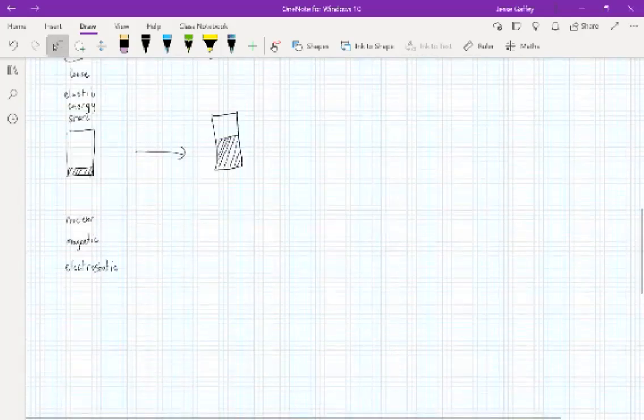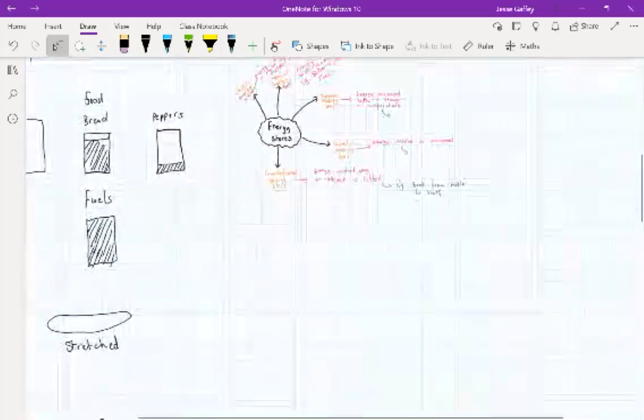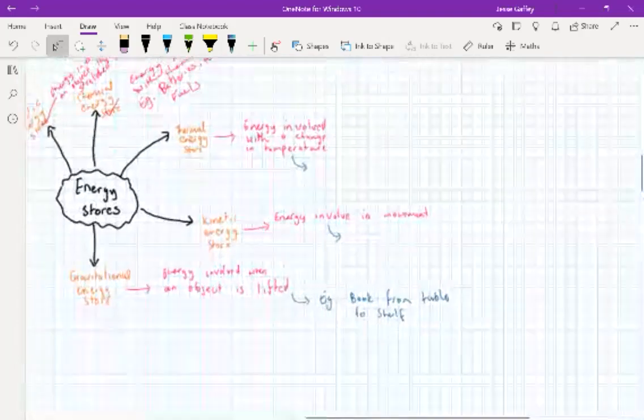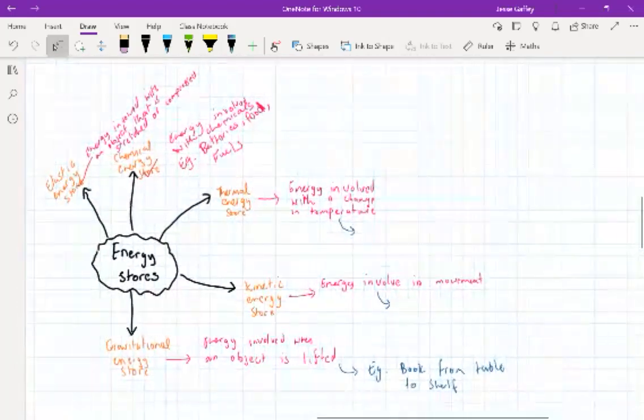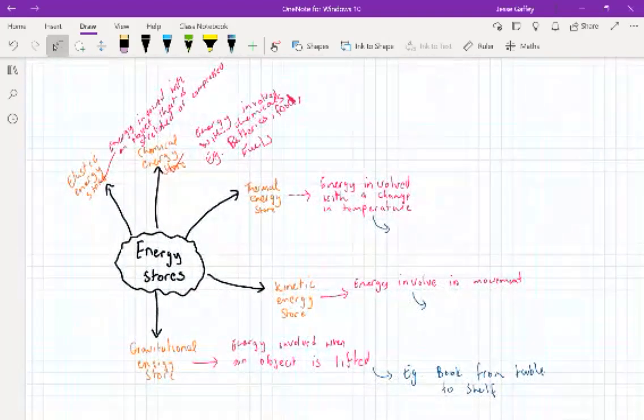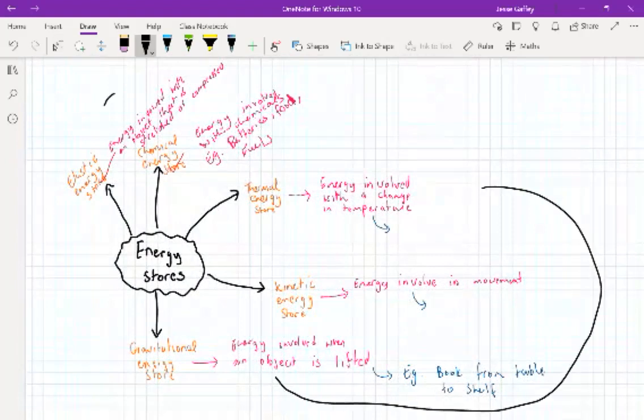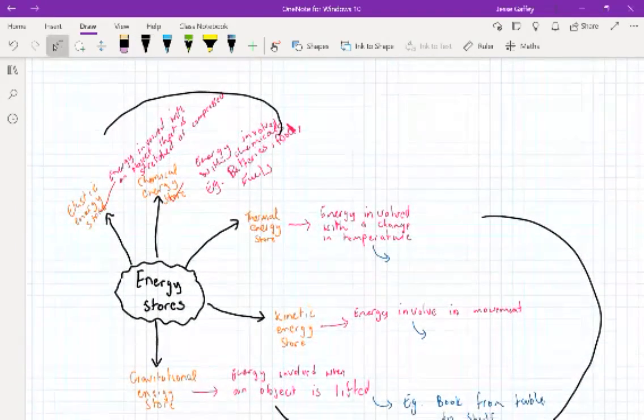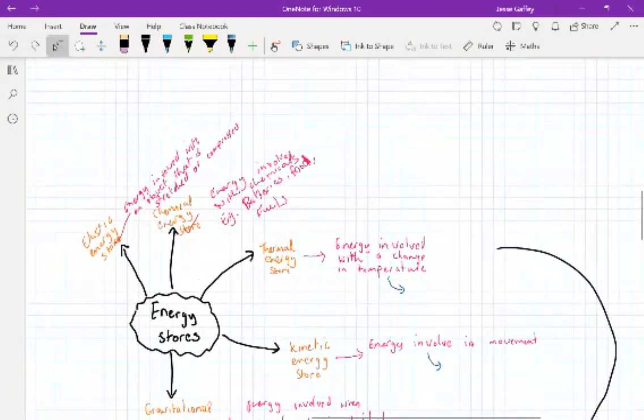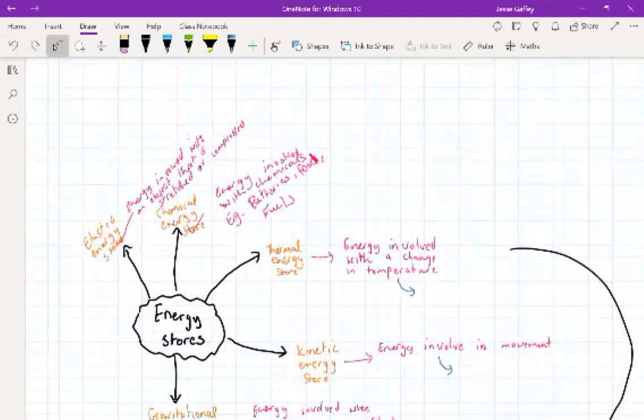All right, so this is what you should have. This is my finished mind map here. Okay, so again, you should only be watching if you've done this already. So you see here, we just have the same as what we had before. These 3 were done already, and I've just added in these 2. So the elastic store and the chemical energy store. So pause the video there and take a look at what I've written. Make sure yours is the same.